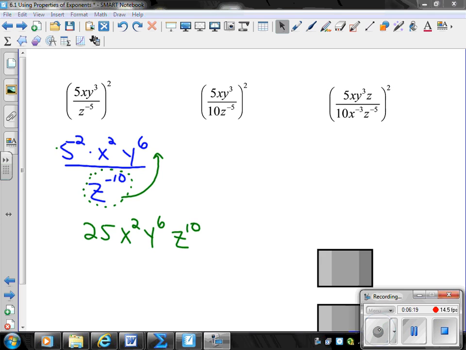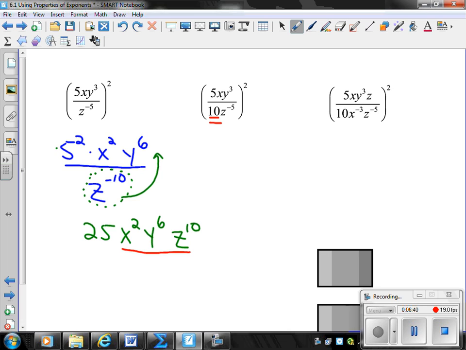Okay, on to the second one on the list. Notice how most of the terms are the same. In fact, all the terms are the same, except that I've added this factor of 10 in the denominator. So I really know what my answer is going to look like. I'm going to have x squared, y to the 6th, z to the 10th. Those variables aren't going to change. That coefficient obviously is going to change a little bit.